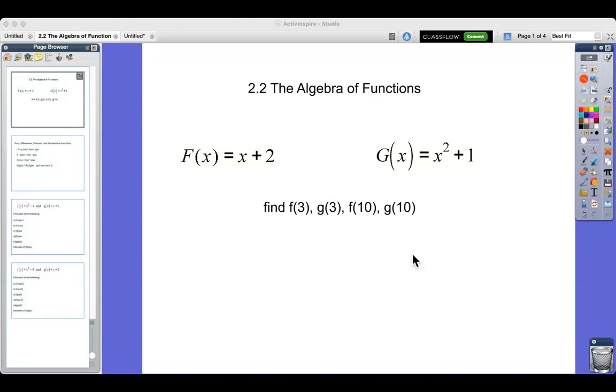Today we're looking at 2.2, the functions of algebra. Now I am going to go ahead and split 2.2 into two different parts. So you'll see another video, called 2.2b, the second part. But let's talk about some algebra stuff.